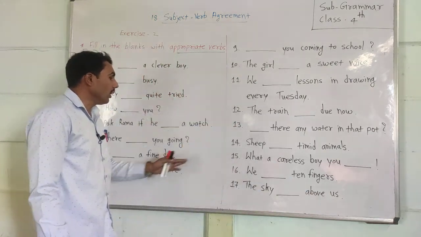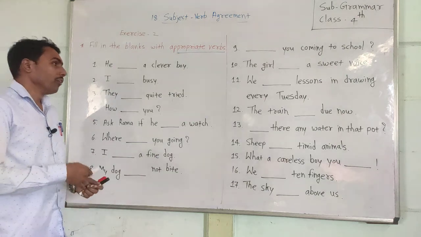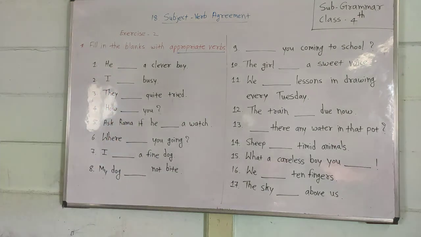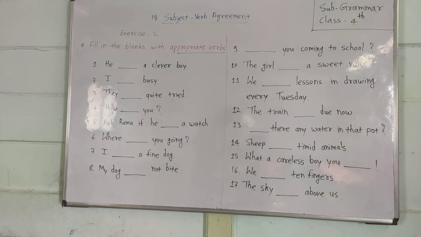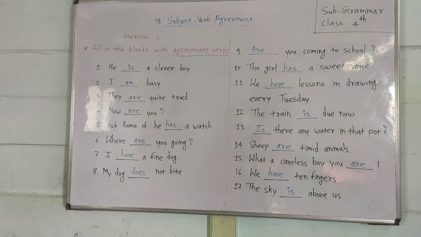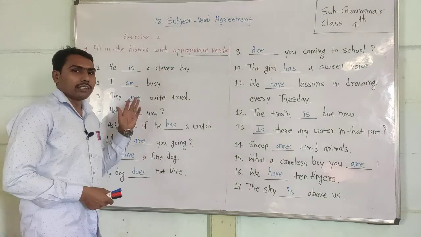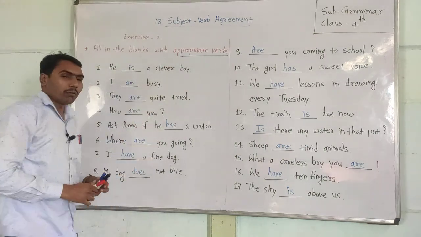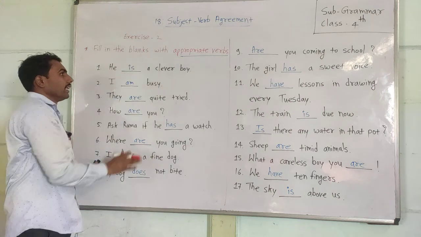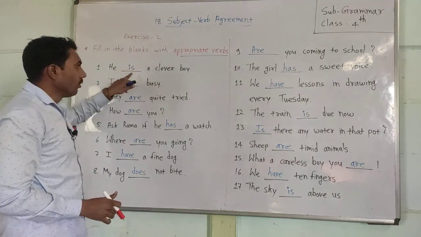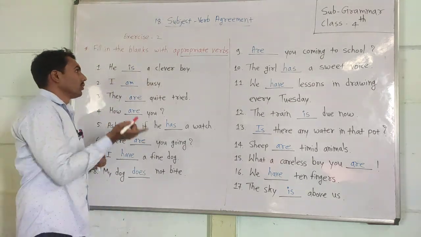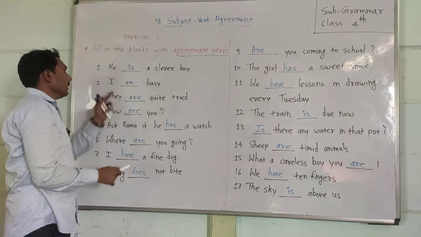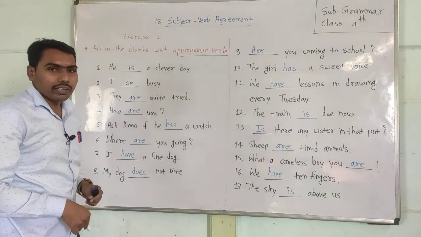These are all the sentences. Now we can fill these blanks with appropriate verbs, as per the sentence meaning. Now look here, he is a clever boy. As per the sentence meaning, he is singular and boy is singular, so here we use the appropriate verb, that is, is. He is a clever boy.